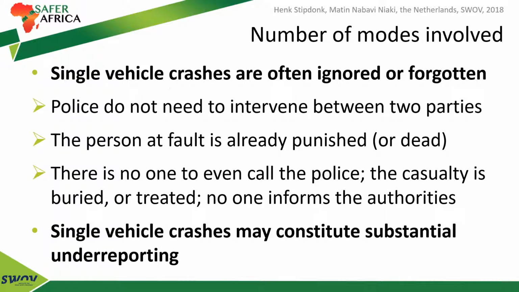Crashes can be single traveler or multi-traveler. If multi-vehicle, it can be between motor vehicles or between a motor vehicle and a cyclist or a pedestrian. Single vehicle crashes may constitute a substantial component of the crashes. In the Netherlands, 60% of car occupants die in a single vehicle crash, whether hitting a tree, driving into the water, etc. In many countries, these crashes may be overlooked by the police for various reasons.